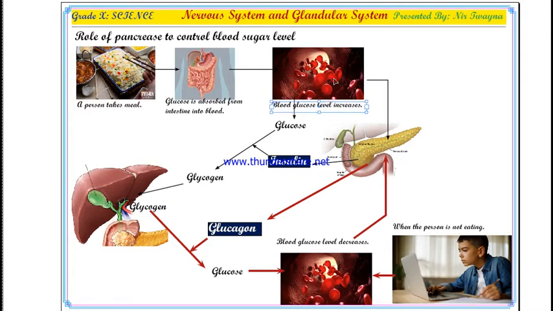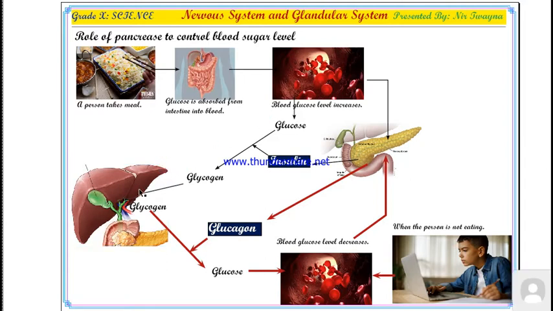When blood glucose level rises, that situation is recognized by a certain system in your body, and that system activates the pancreas to release insulin. Insulin helps to convert glucose into glycogen, and glycogen is stored in your liver. So the liver acts as the storehouse for glucose.